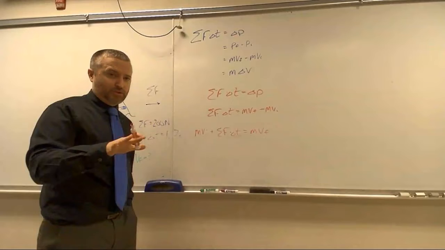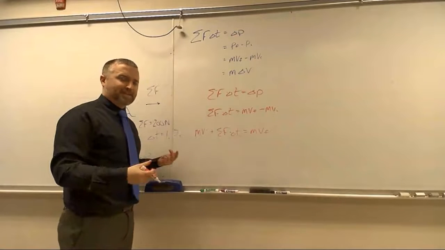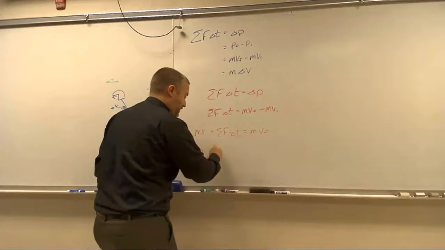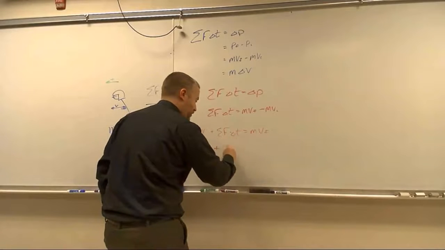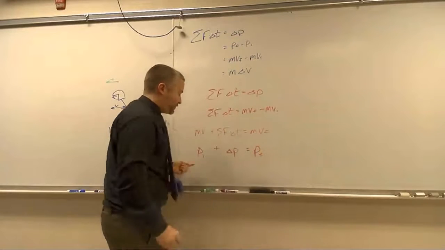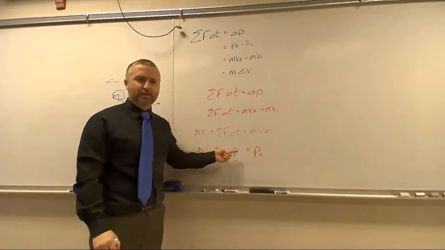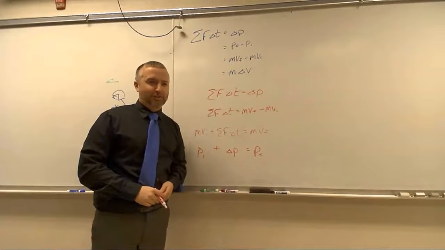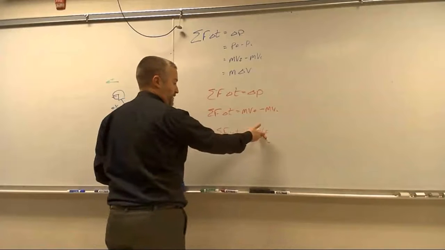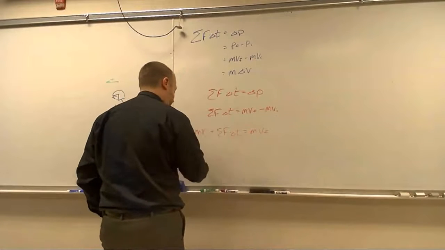You certainly don't have to know this, but as complicated as this looks, this term says momentum initial, plus this term is the change in momentum, and that is equal to momentum final. So take however much is in the beginning, add the change, and that gets you the final. But at this point, to find velocity final, we're simply going to divide by m.